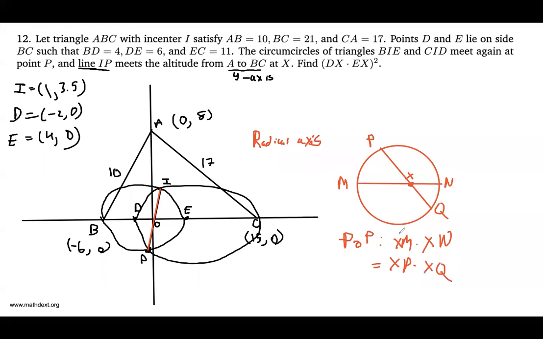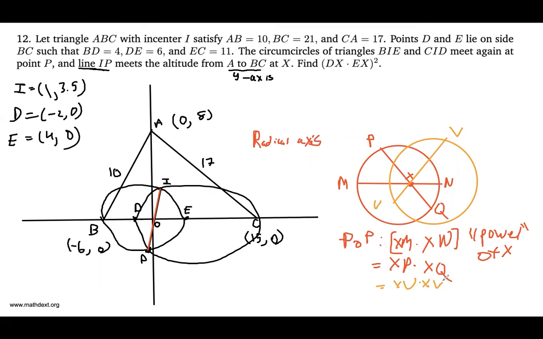We call this quantity XM times XN the power of X. And what does it mean to have the same power with respect to two different circles? Well, all it means is that if you have another circle and you draw another chord that goes through X on that circle, and we call these points U and V, then if X has the same power with respect to both circles, that would mean that XP times XQ is equal to XU times XV.